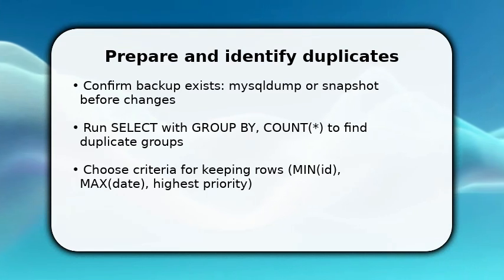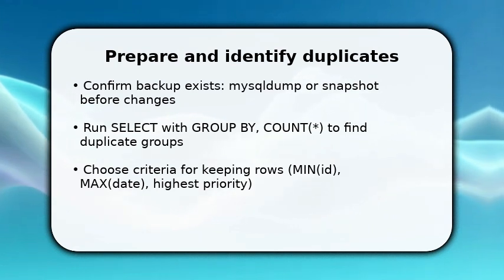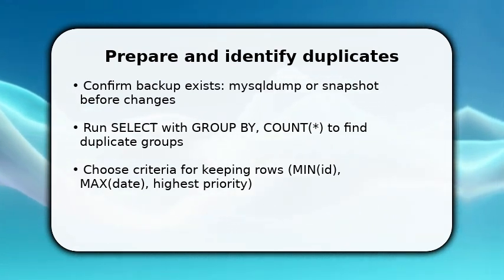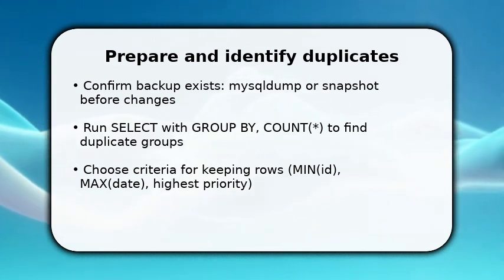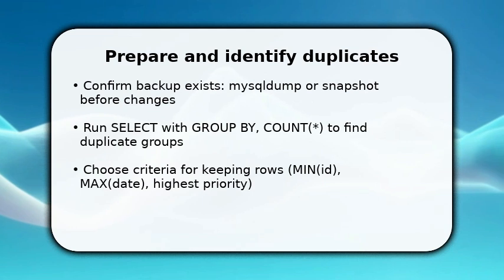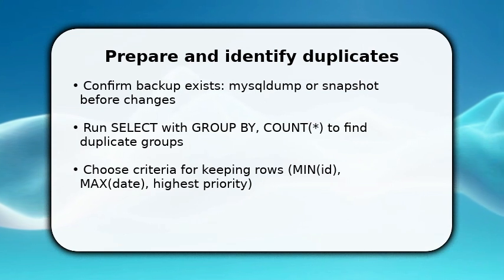Enjoy the video. You start by making a reliable backup. This protects you if something goes wrong. Next, run a SELECT with GROUP BY and COUNT(*) to locate duplicate groups and inspect their patterns. Decide how to keep one row per group. For example, keep the row with MIN(ID) or the latest timestamp. This defines the deletion rule.